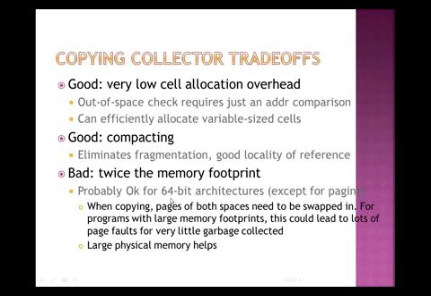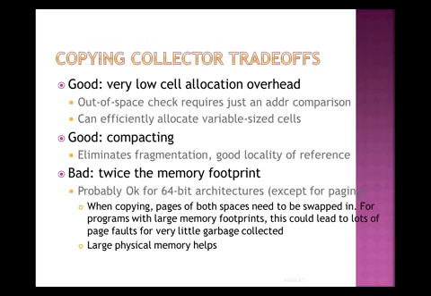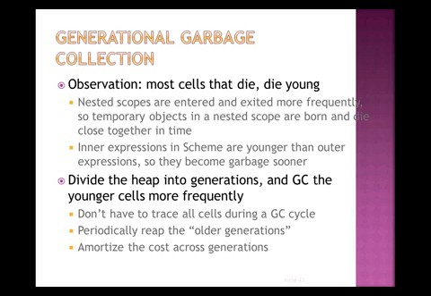Now what are the trade-offs, or the strengths and weaknesses, of the copying collector? It is very good for low cell allocation overhead, meaning there is no more than one cell required, and no extra cost for the cells. The next good thing is compaction. It can eliminate fragmentation, so we can use contiguous blocks of cells.